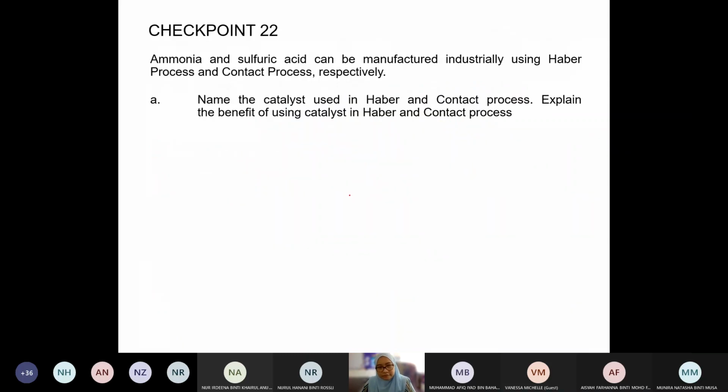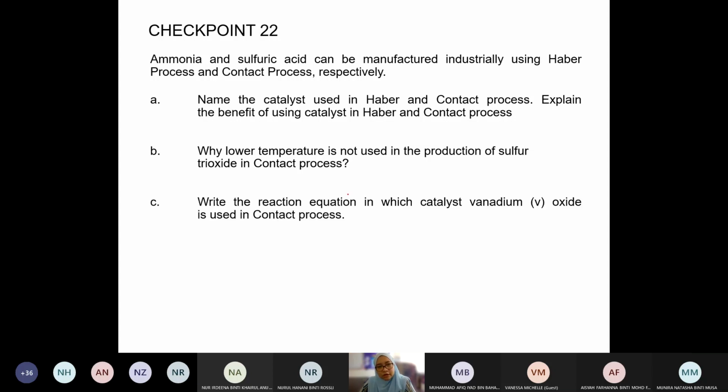Okay, all right. Maybe you can try this checkpoint 22, very quickly based on what you have learned just now. Okay, cuba jawab dulu. Ada berapa soalan ni? A, B, C. Yeah, A, B and C. I give you 2 minutes. Okay, tak ada calculation pun. Just jawab sahaja.